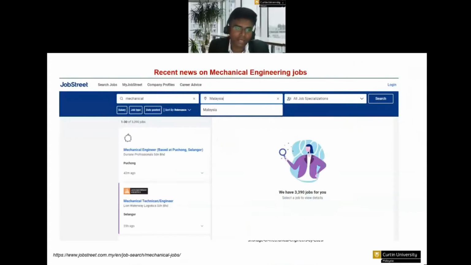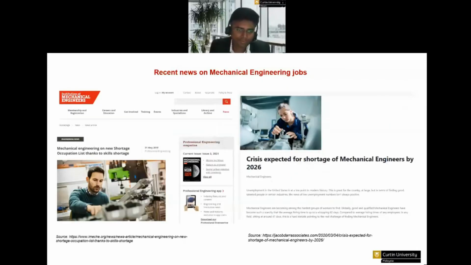If you see the next slide, I think 1 month back I was looking into Job Street in Malaysia, and I just typed mechanical. I would like to see how many jobs are available. So it returned me some numbers like 3,390. So different mechanical engineering jobs are available. It is about how you are exploring your degree and how you are equipped with different engineering tools and knowledge.